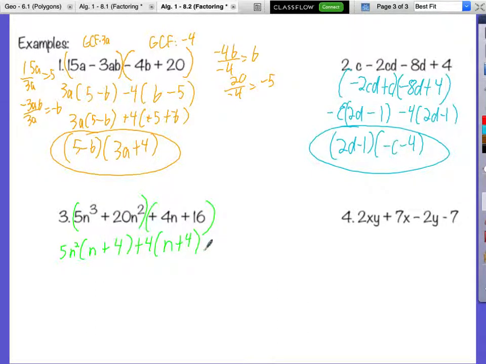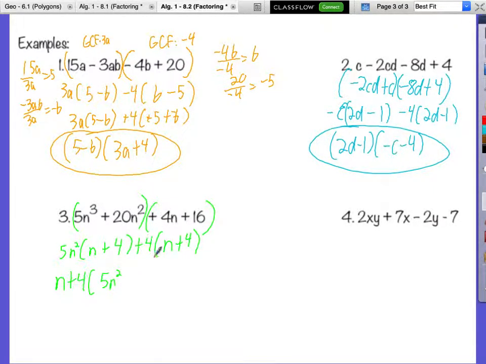So this is just like a little bit earlier in notes when we started off this section, where n plus 4 becomes our new greatest common factor. So we put our new greatest common factor out in front, and we say, okay, well, if we take this whole first part here that I'm circling right now, 5n squared times n plus 4, and divide n plus 4, we're left only with that 5n squared, because these are multiplying together, so we're able just to kind of divide those out.